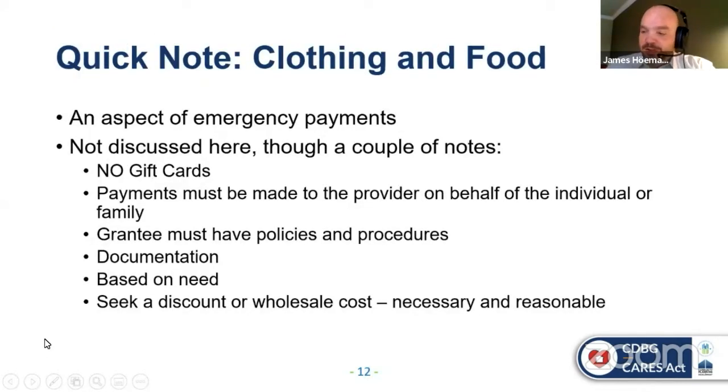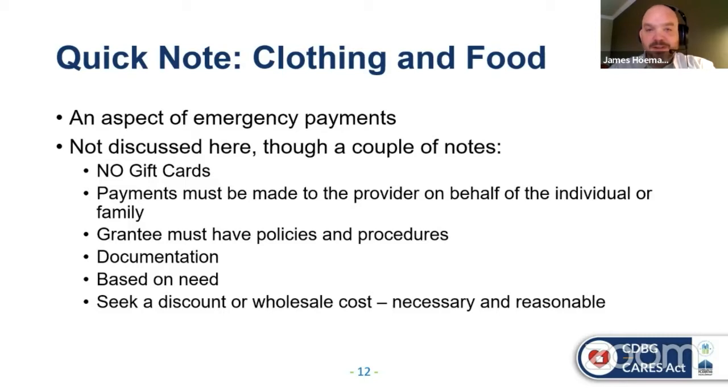So the next one, I figure someone's probably going to ask about clothing and food. Not covering that in this presentation. It's a much bigger topic, but here are a couple of quick things for you. One is a reminder that we don't do gift cards. Again, as the regulation states, these payments are made on behalf of the individual or family. So we don't preload gift cards and hand those out. You cannot track the expenditure. That's not the way it works. So we are not FEMA or another organization.